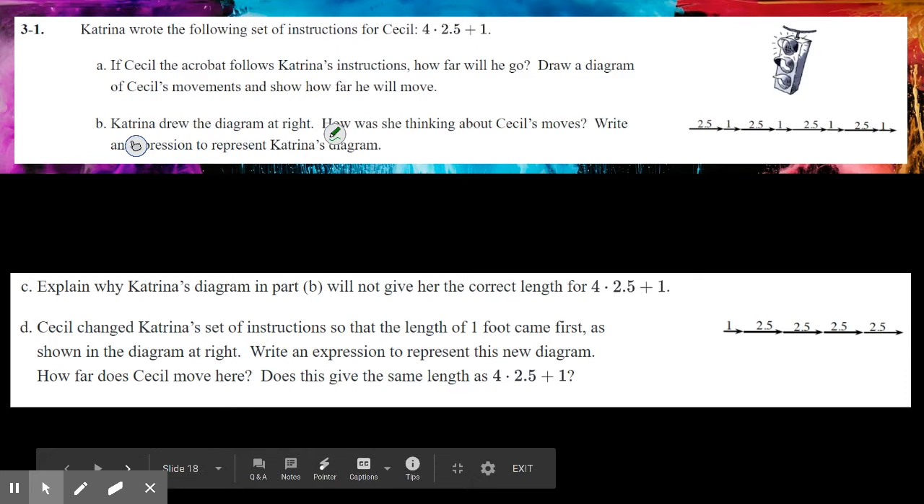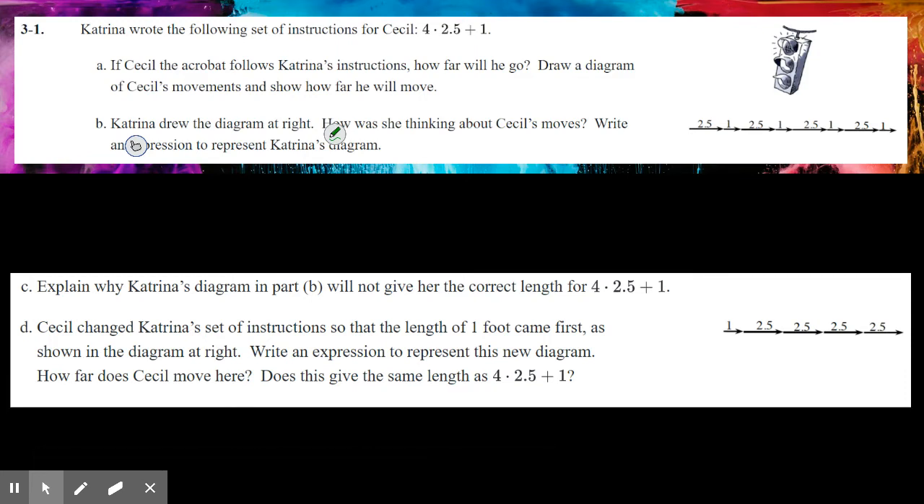All right, the first problem, 3-1. Katrina wrote the following set of instructions for Cecil. 4 times 2.5 plus 1. If Cecil the acrobat follows Katrina's instructions, how far will she go? Draw a diagram of Cecil's movements and show how far he will move.